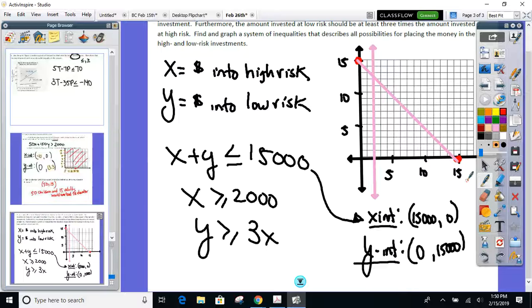Plug in 0 for y. Well, you divide both sides by 3. What is also your x-intercept? So both your intercepts came out to be 0. That doesn't help me. I need 2 points to graph a line. We're stuck there. Does everyone see both intercepts came out to be 0?